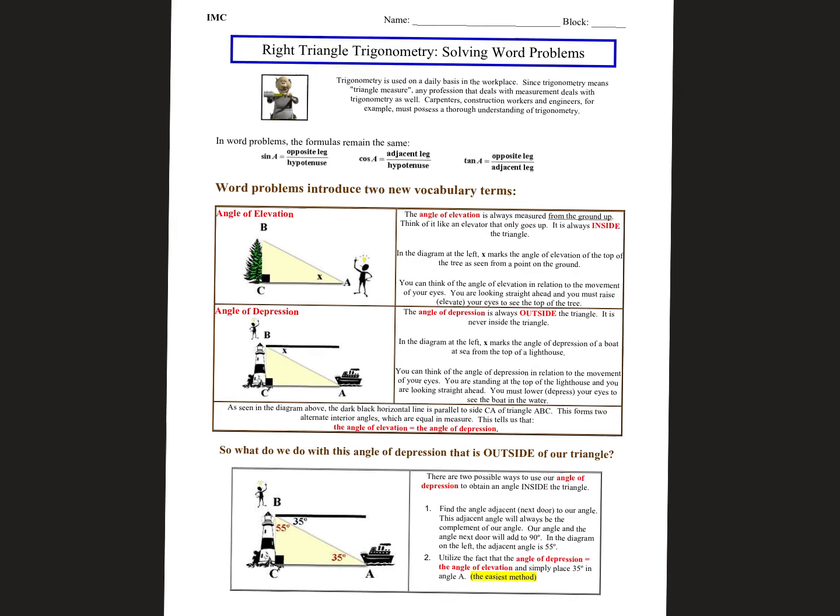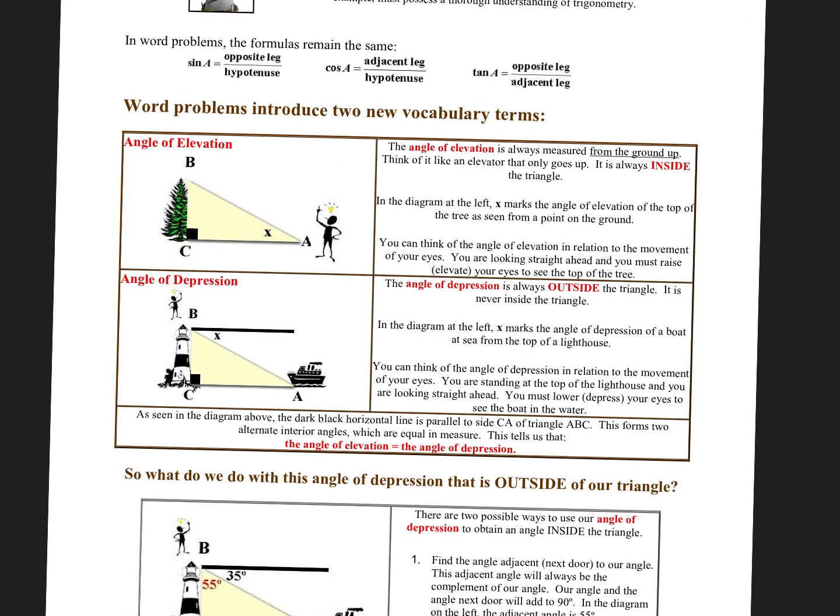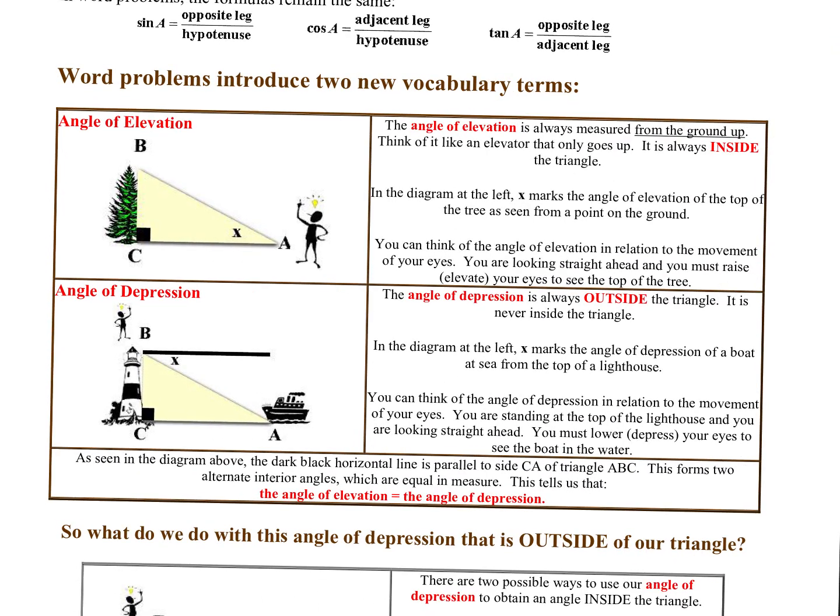But this is a really good explanation, I think, of what angle of elevation and depression are, how they're formed, what it looks like. Angle of elevation is always going to be this bottom corner. However you draw your triangle, whether it's to the right or to the left, it's always going to be this bottom corner. The angle of elevation is formed between the ground and something. All right? It's always going to be in that bottom corner.